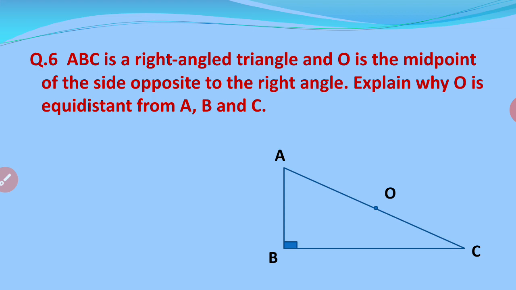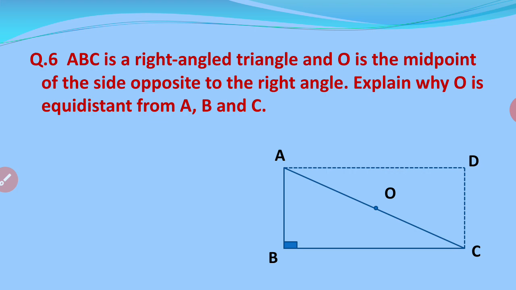That means if I join OB, then I have to prove that OA equals OB equals OC. This is the meaning of being equidistant. Now we have done one construction. We have drawn a parallel to BC and then a parallel to AB, and these two parallels join at a point which we have named D.